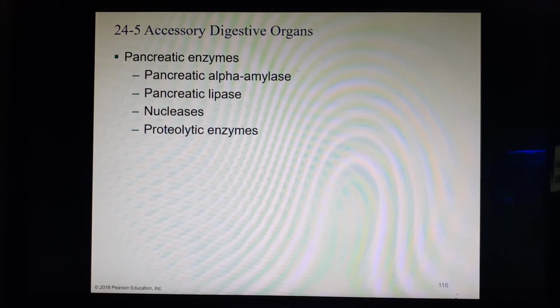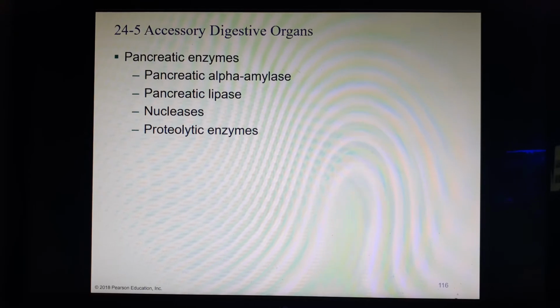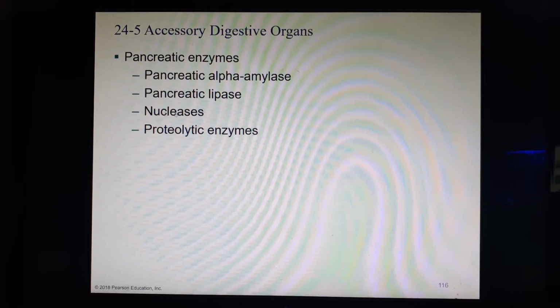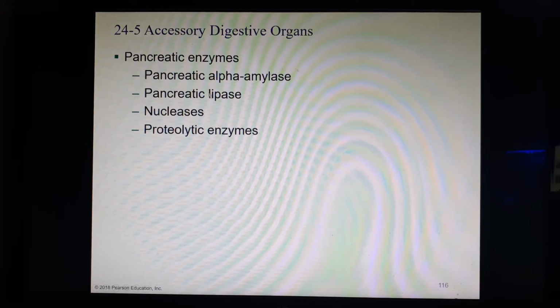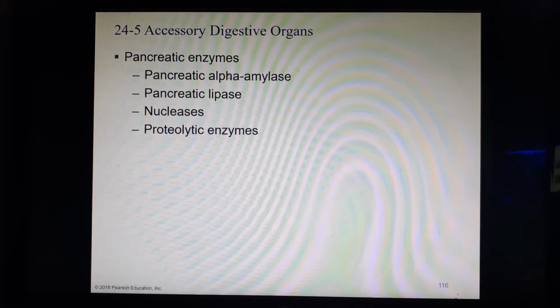So the enzymes that come out of the pancreas are pancreatic alpha amylase. So you can tell if it's amylase, that's going to help digest carbohydrates. Pancreatic lipase, which is going to digest lipids. Nucleases. What in the world would a nuclease be needed for? Well, in your food, there's DNA and RNA. So we have these nucleotides we need to digest down to. So that will take care of those. And proteolytic enzymes is going to attack proteins. So we have our carbs, our lipids, our nucleic acids, and our proteins. So there are enzymes for all four macromolecules coming out of the pancreas.